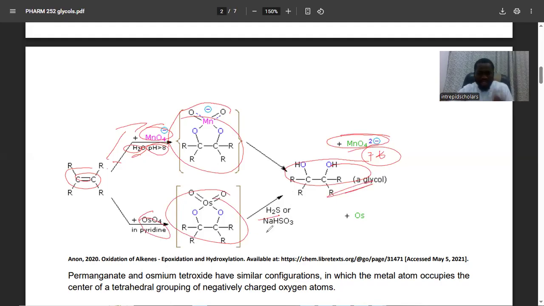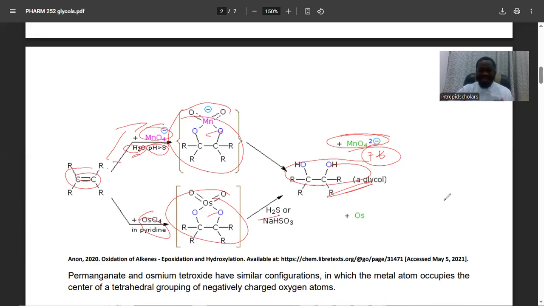Now, there's an important point here that I have to read before I explain why these two reagents are used in this particular reaction. We are seeing that permanganate and osmium tetroxide have similar configuration, in which the metal atom occupies the center of a tetrahedral grouping of negatively charged atoms.